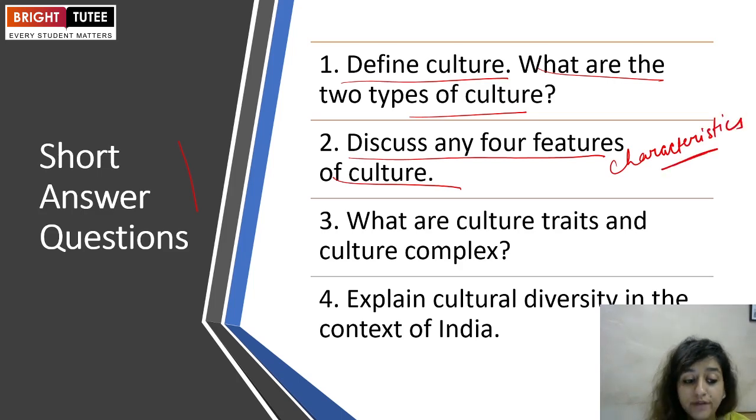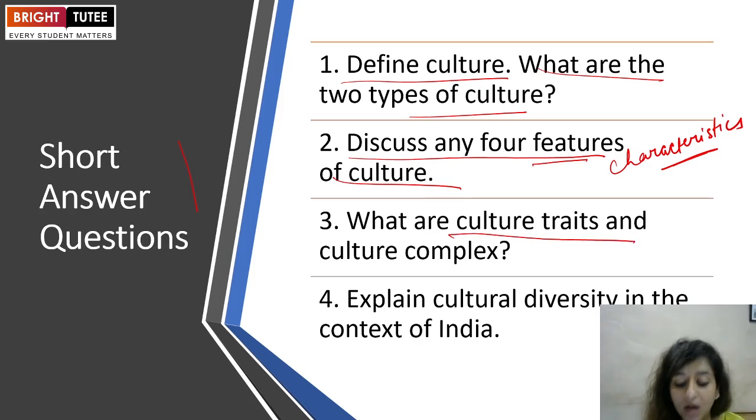Features of culture, as in culture is acquired, it is not innate. Then you have culture is social, culture is transmissive, it consists of ideas, it fulfills the needs, it is an integrated whole and is dynamic. All of these aspects are the features. You can define any 4 of them. What are the culture traits? We have already discussed it.